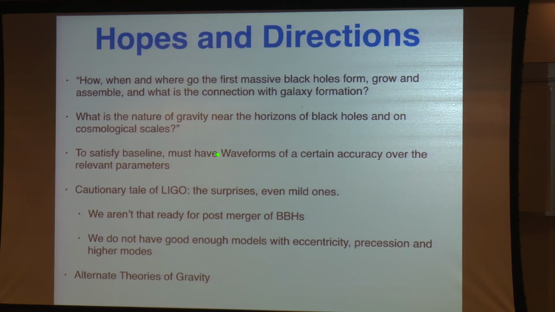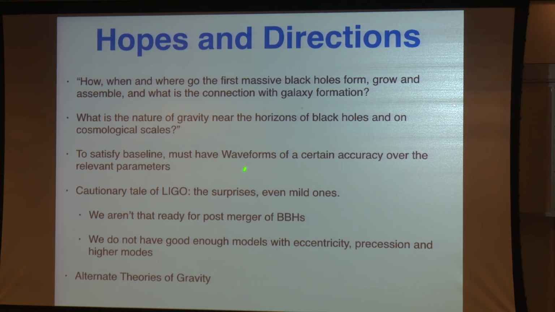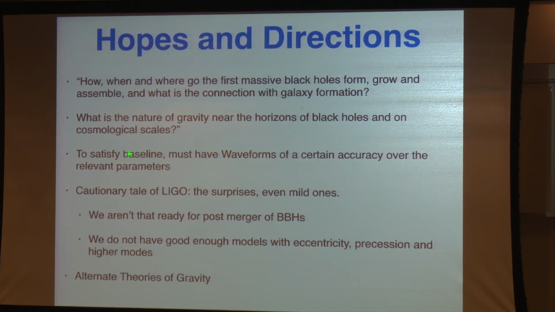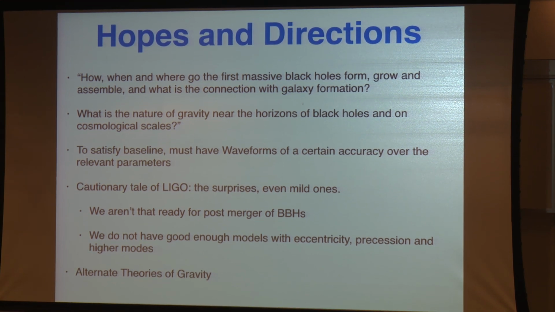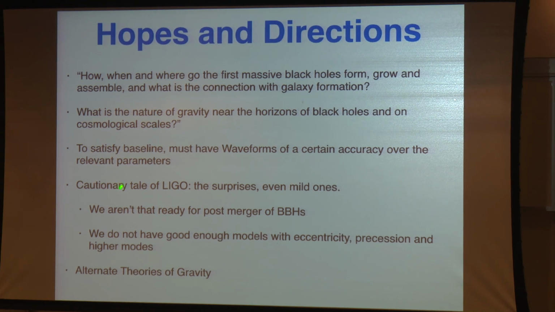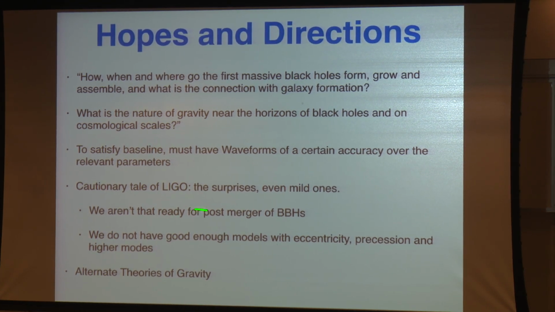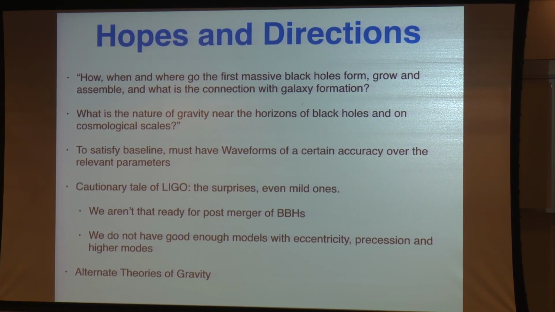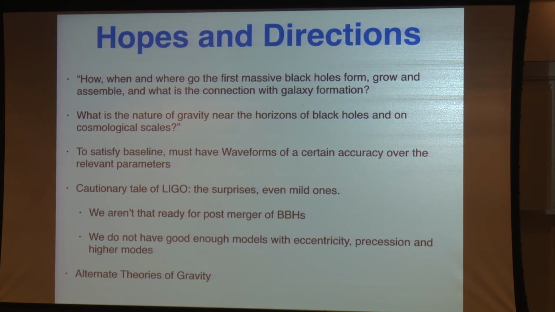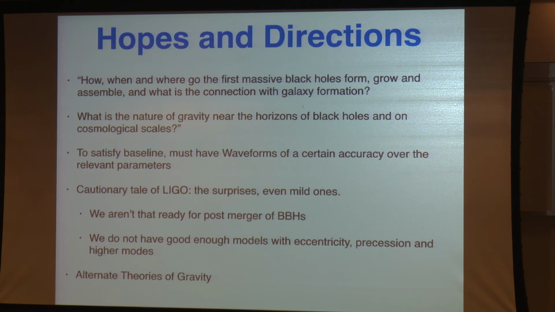I think the key for this subject is that we need waveforms of certain precision over the relevant parameters. And I put baseline because you have these threshold binaries. You should have a minimum of what you want to achieve. We have to make sure we get it. Put a cautionary tale personally from LIGO, because I think we were not really expecting the IMR waveform to be so important for the first few detections. So people had to ramp up and make sure we were ready.